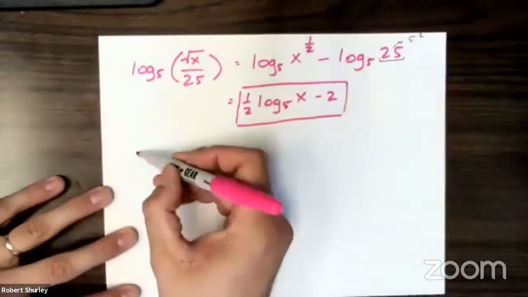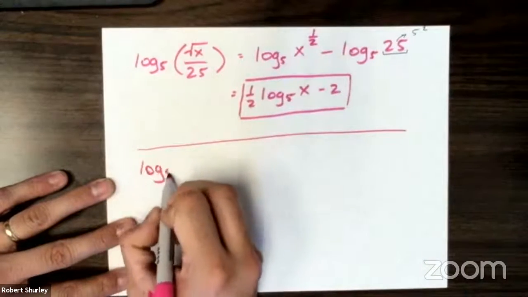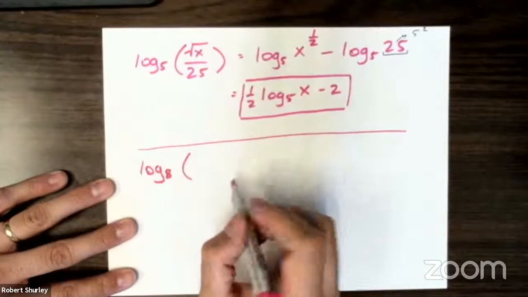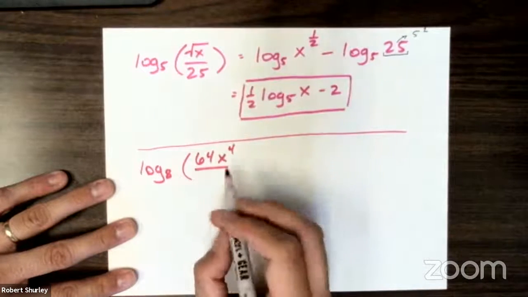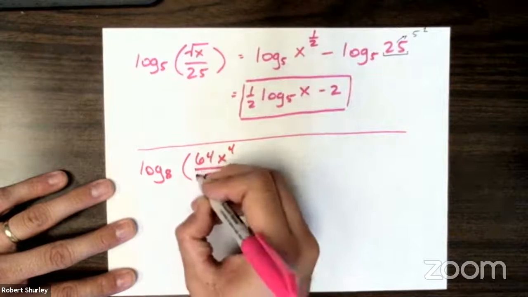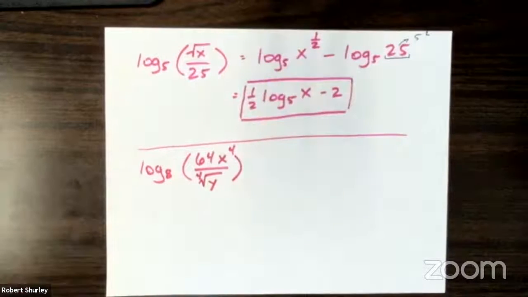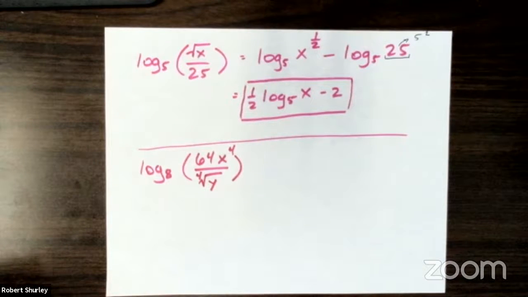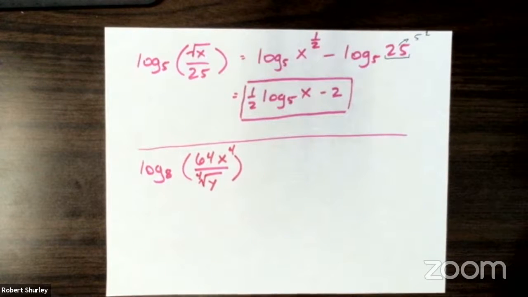Okay, let me give you one to try. These are getting boring. Let's say I've got log base 8 of 64x to the 4th power over, let's say the square root. Actually, let's do the 4th root of y. So I want you to expand this completely and simplify. And I'll give you a minute. Expand this completely and simplify.